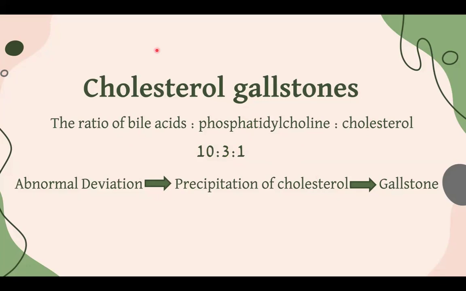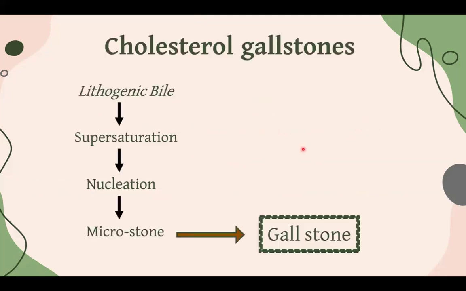When I say deviation, it could be an increase in cholesterol, it could be a decrease in bile acid, it could be a decrease in phospholipids, and all of it could mess up the ratio and cause stones to form. Now let's say we have high concentration of cholesterol. This forms something called lipogenic bile. It's basically normal bile, but with very high cholesterol. So as cholesterol keeps increasing, it saturates. And this is called supersaturation.